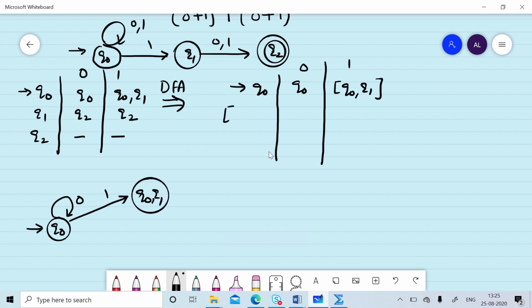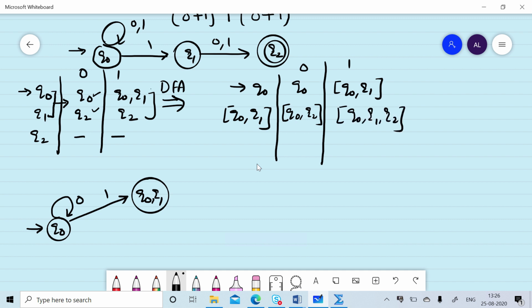Now we will consider Q0, Q1. Under 0, it is Q0, Q2. So on reading 0, we will move to Q0, Q2. On reading 1, we will move to Q0, Q1, Q2, that is the union of Q0, Q1 with Q2. So on reading 0, we will move to Q0, Q2. On reading 1, we will move to Q0, Q1, Q2.